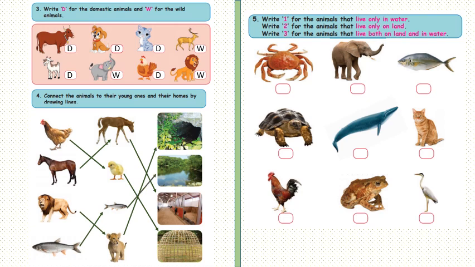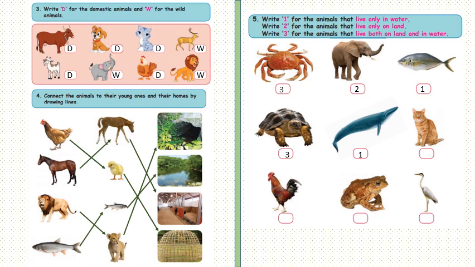Write 1 for the animals that live only in water. Write 2 for the animals that live only on land. Write 3 for the animals that live both on land and in water. So crab will be 3. Elephant is 2. Fish is 1.